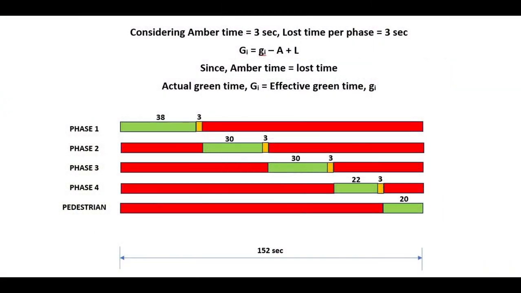I forgot to explain one thing. In this present case, we are considering amber time as 3 seconds, and also lost time is 3 seconds as in the data. So as we know, actual green time is equal to effective green time minus amber time plus lost time for each phase. Now in this case, as the amber time and lost time are 3 seconds, they get cancelled, and actual green time is equal to effective green time. And as we draw these things, the figure looks like this one.